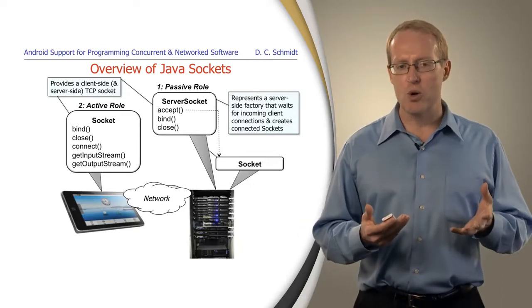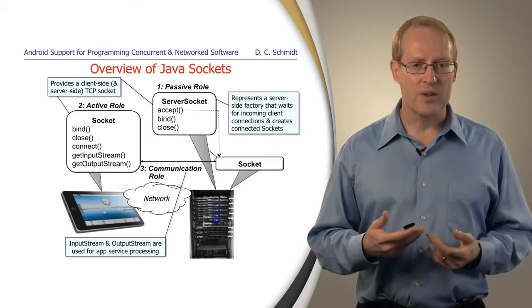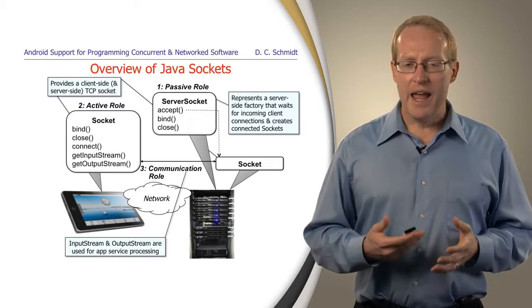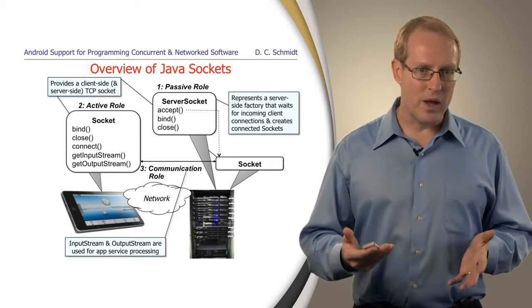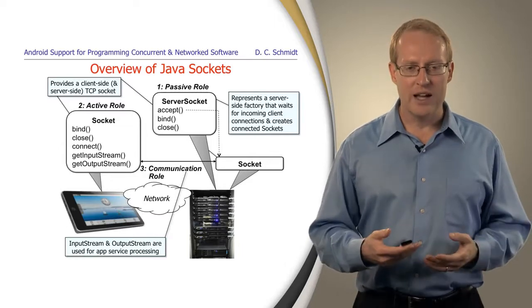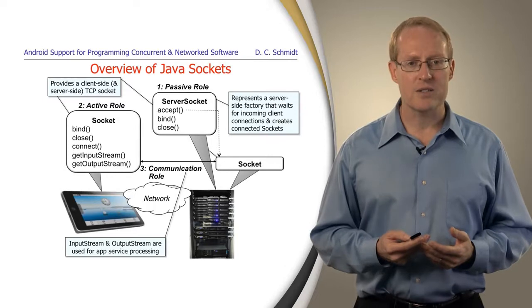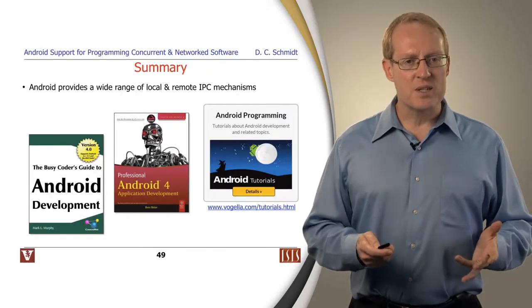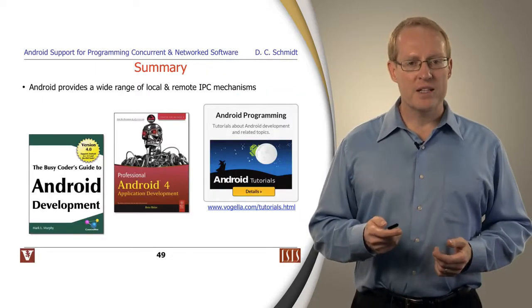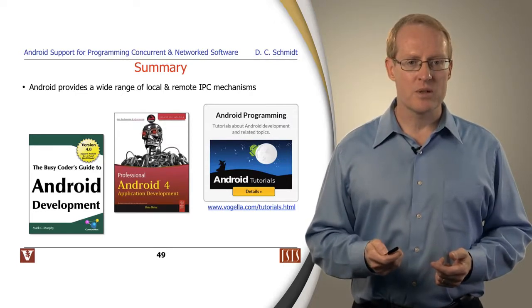So the communication role is the third role, and that's where you do the business logic communication using input and output streams. And Android has quite a number of different ways to interact via various Java classes and Java I/O decorators that are used to make it possible to communicate using connected sockets. So to summarize this section, Android provides a wide range of local and remote inter-process communication mechanisms.